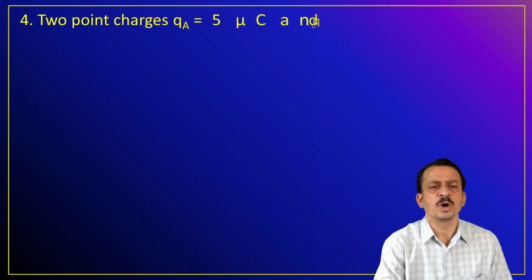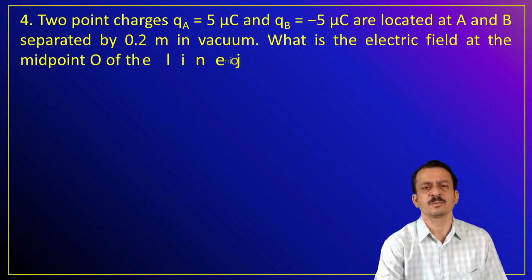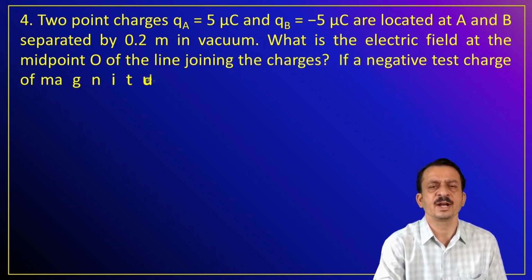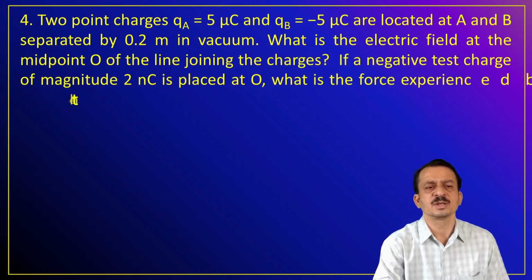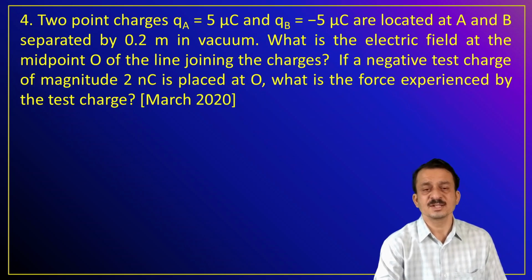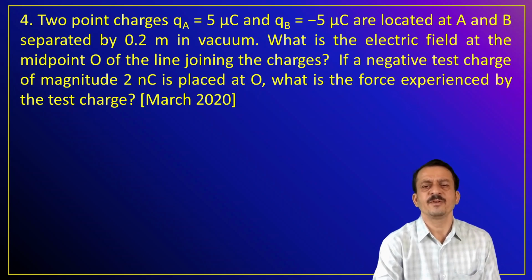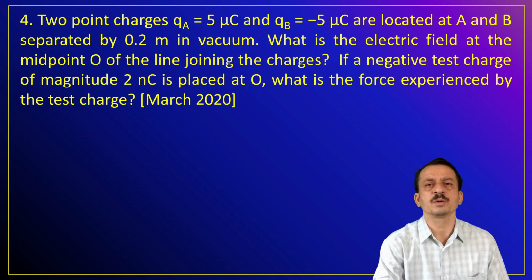Now next problem. 2 point charges QA equal to 5 microcoulomb and QB equal to minus 5 microcoulomb are located at A and B, separated by 0.2 meter in vacuum. What is the electric field at the midpoint O of the line joining the 2 charges? If a negative test charge of magnitude 2 nanocoulomb is placed at O, what is the force experienced by that test charge? Now this was asked in the March 2020 examination.